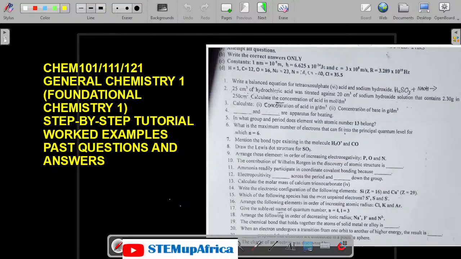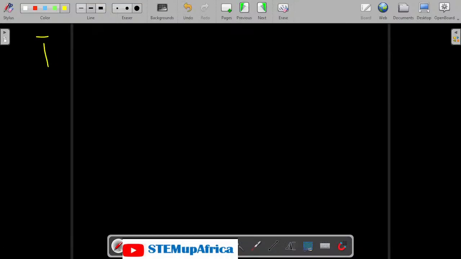Then question 6 says, what is the maximum number of electrons that can be fitted into the principal quantum level for which n equals 6? There are two formulas, so you need to be very careful. We have the total orbitals in a shell, which has a different formula from the maximum number of electrons a shell can take. So for the total orbitals in a shell, the formula is this.